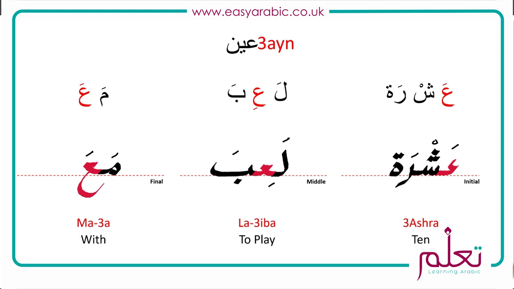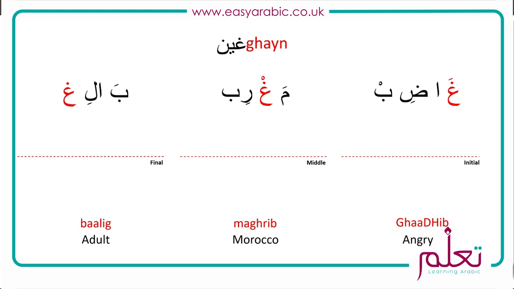Next we have the letter Ghayn. So the first one is Ghadib, which is angry. So the Ghayn, the Alif, then the third, and the letter Ba. Ghadib.